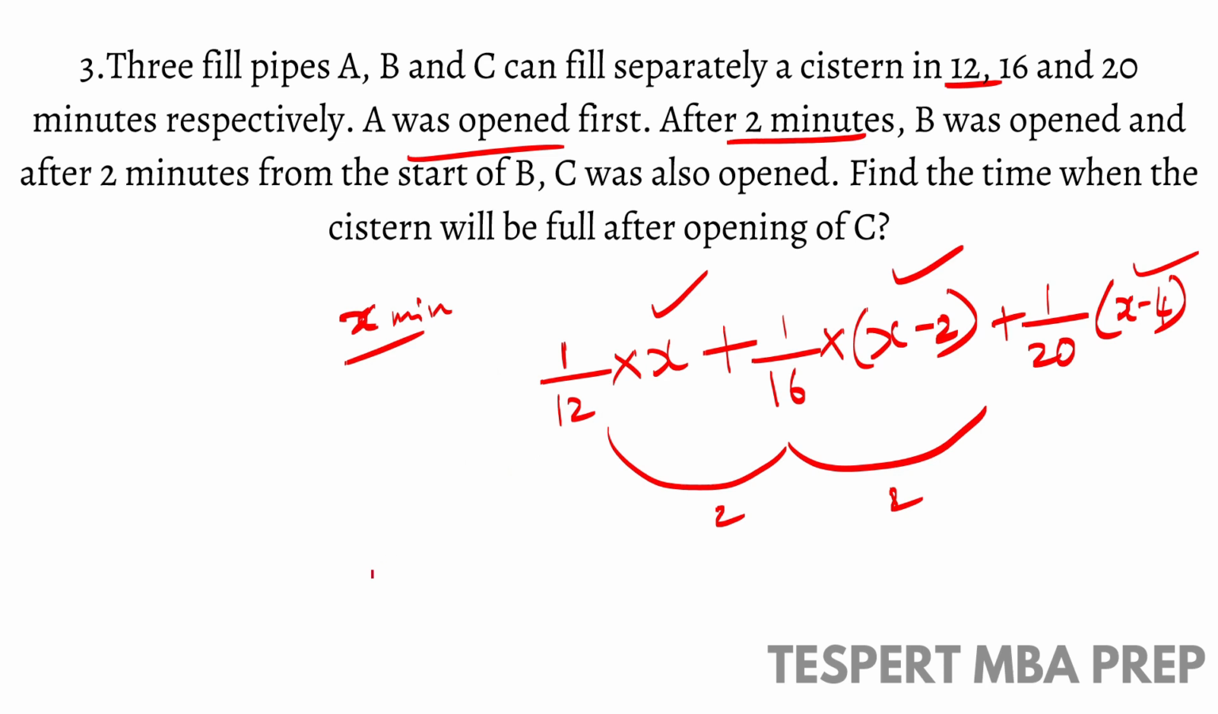So take LCM and calculate the value of X, and here we will take the total work as 1, and after taking the LCM we will get X as 321 by 47 minutes. So what does this mean? This means that the time after opening pipe C, right, after opening C, the cistern will be filled in 321 by 47 minutes, right? You can further simplify it.